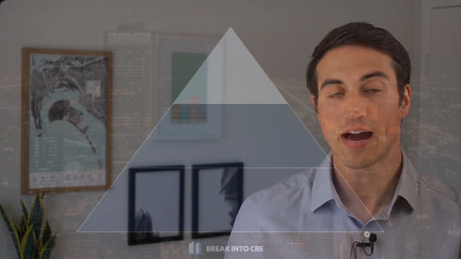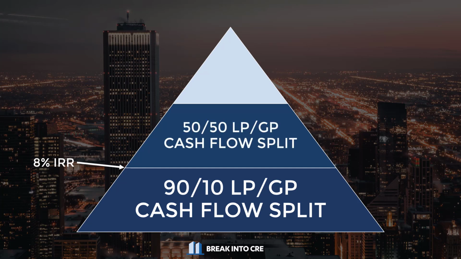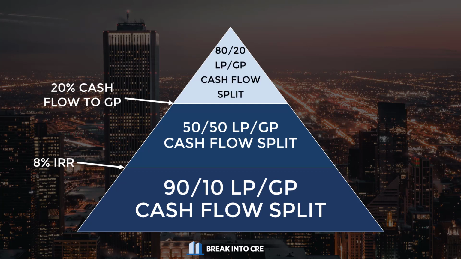So you can kind of imagine this as a pyramid based on the example that we just used. So if the GP invested 10% of the equity and the LP invested 90% of the equity, then in this pyramid, you can picture at the base of the pyramid, you have a 90-10 cash flow split until that 8% IRR is hit. Then in the middle of the pyramid, you have a 50-50 cash flow split until the GP has received 20% of the overall cash flows on the deal. And then finally, at the top of the pyramid, above that, there will be an 80-20 split between the LP and the GP, resulting in the GP receiving 20% of the overall cash flows on the deal.